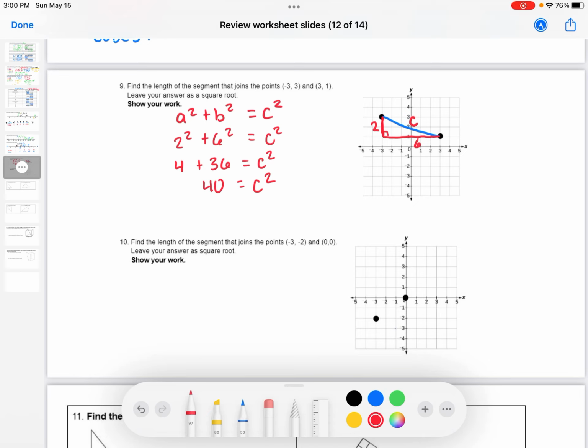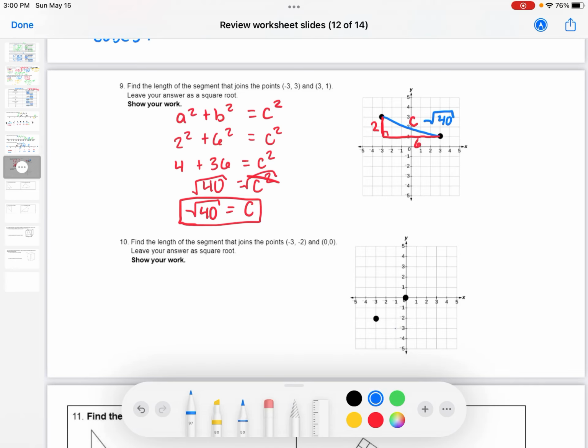My last step is I need to get c all by itself. In order to get rid of that squared, I have to figure out the opposite of squaring something, which is square rooting. So I take the square root of both sides. Those cancel out. So I'm left with c equals the square root of 40. That is the distance of this blue line up here. It is the square root of 40, and just leave it like that. I don't need anything else. I just want to know what the distance is as a square root.